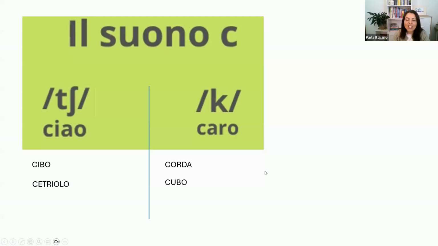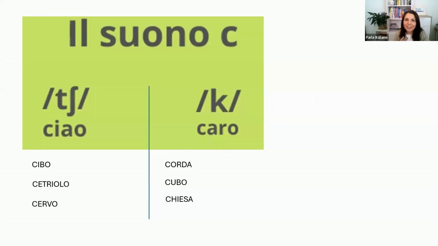How about this one? Cervo, cervo. That's right. This is the ch sound. Ch, cervo. The last one. Chiesa, chiesa. There it is. Chiesa is a hard k.